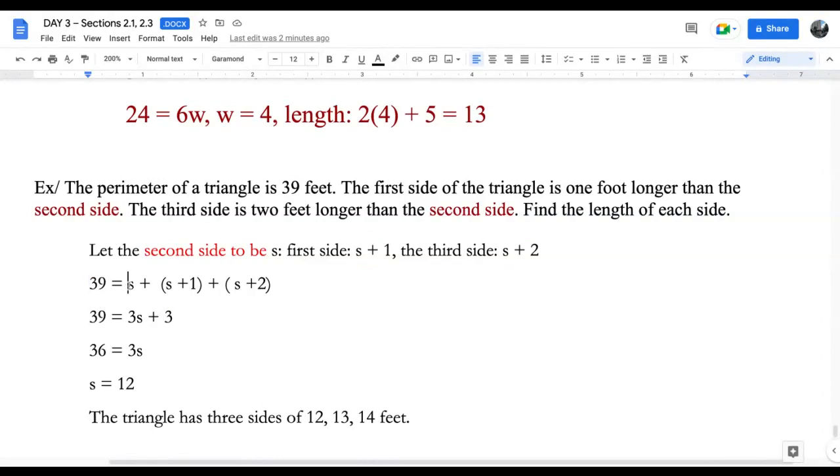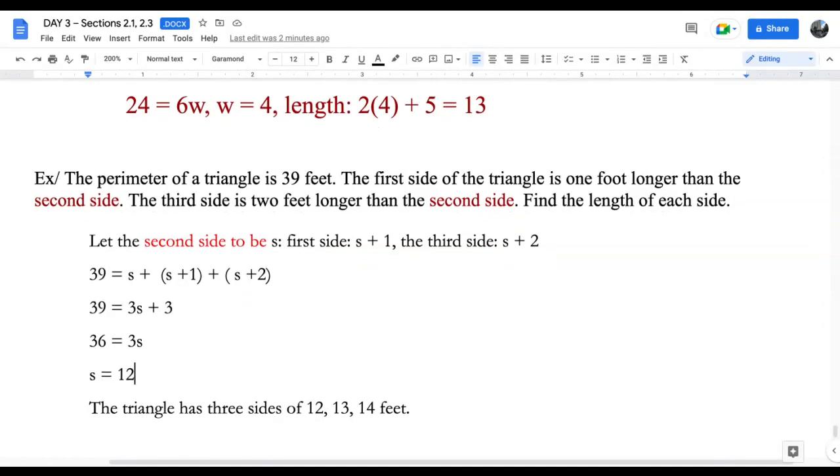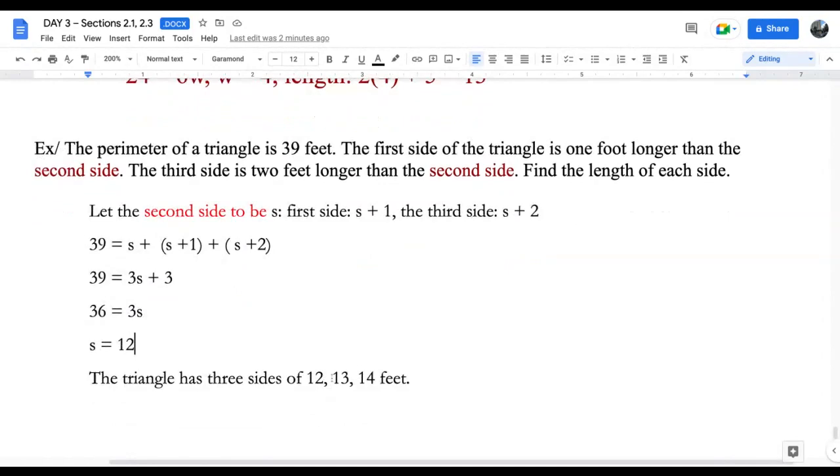So 39 equals the first side, second side, third side. Well, that gives us S plus S plus S, 3S. 1 plus 2 is 3. We'll move this 3 to the other side. 39 minus 3, that's 36. Divided by 3, S equals 12. So the second side is 12. The first side is 13, because the first side is 1 foot longer. So the 3 sides are 12, 13, 14 feet.